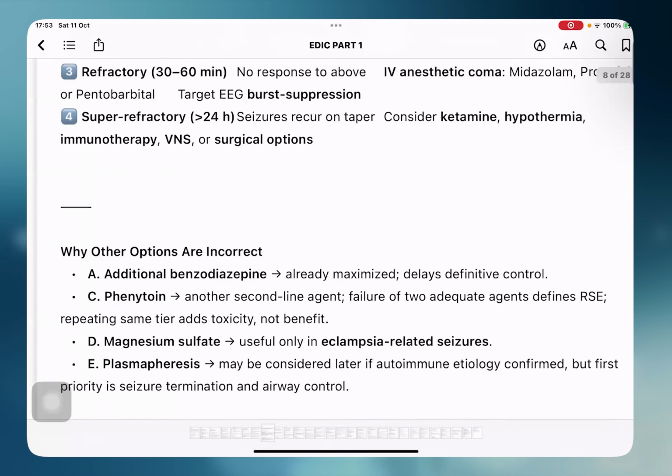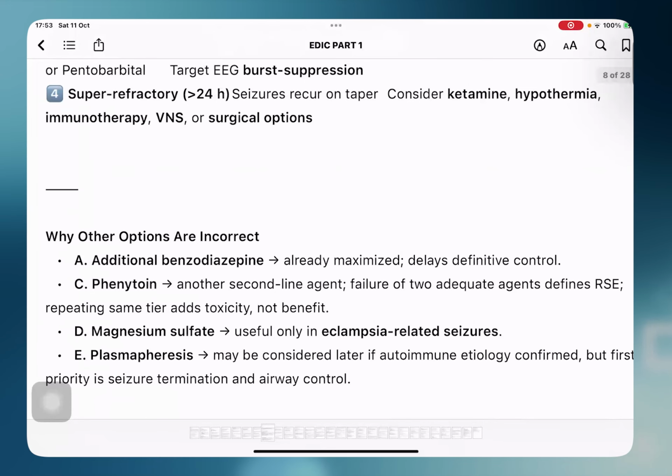Why are the other options incorrect? Additional benzodiazepine: we've already given 4 milligram of lorazepam, so the maximum dose has already been given. Now we have to definitely act and aim for a straight line on the patient's EEG. Phenytoin is another second line agent. Remember, we have come beyond that. We are beyond 60 minutes now. So failure of two adequate agents to control the seizure defines refractory status epilepticus. Repeating the same tier of drugs is not going to help. So we will need to induce anesthetic coma here.